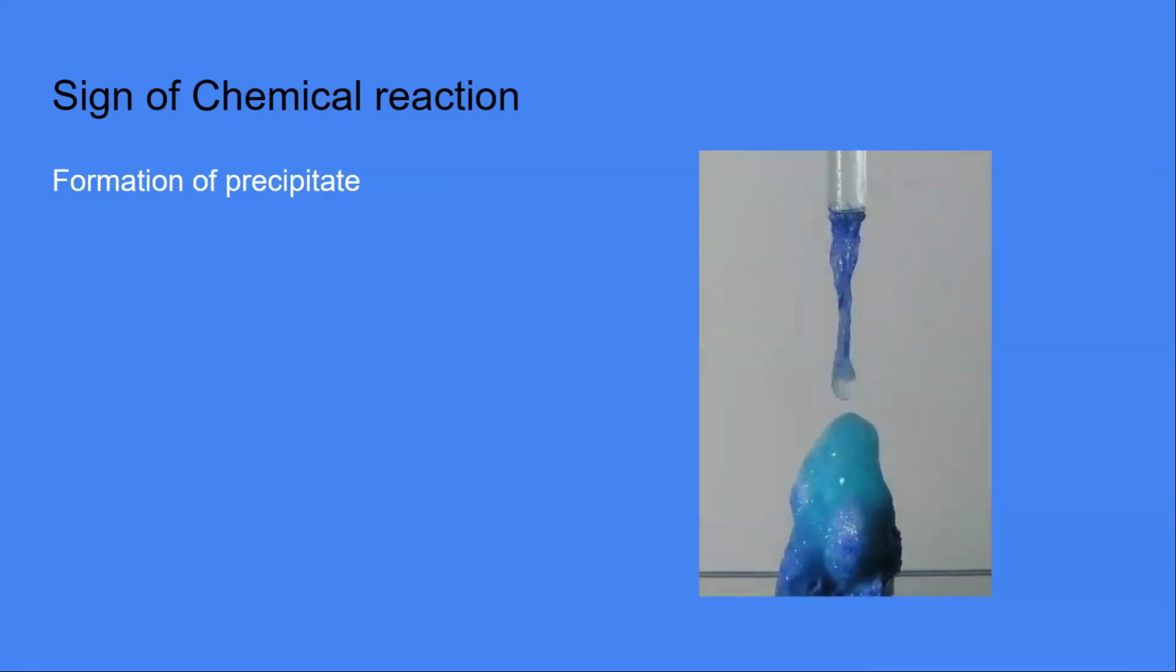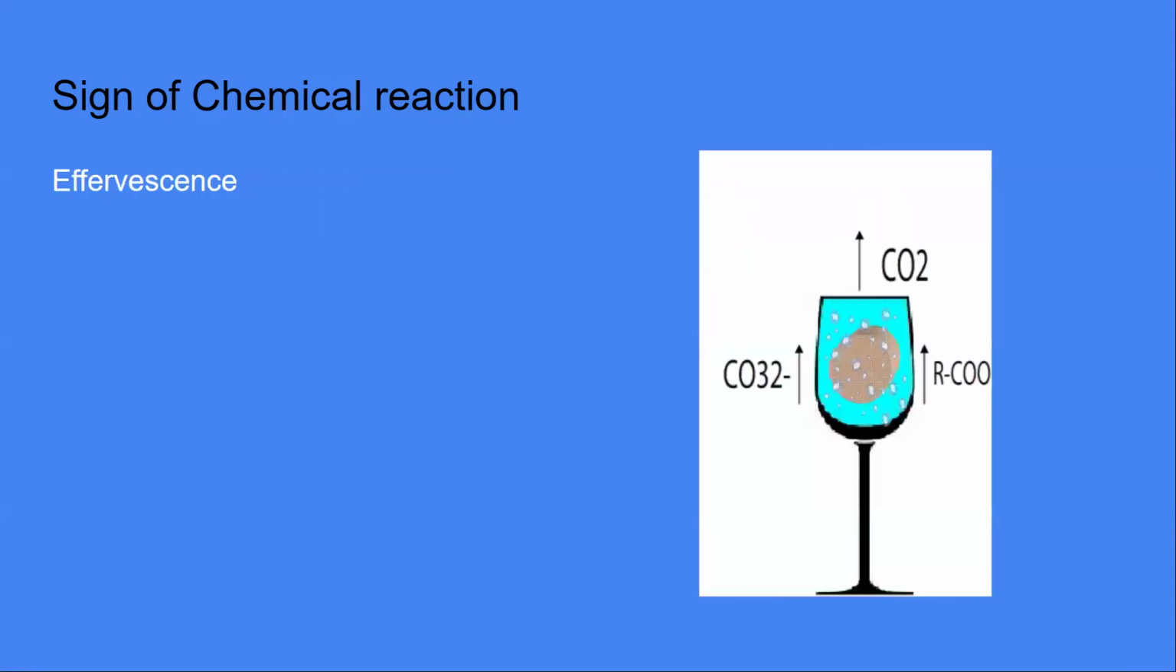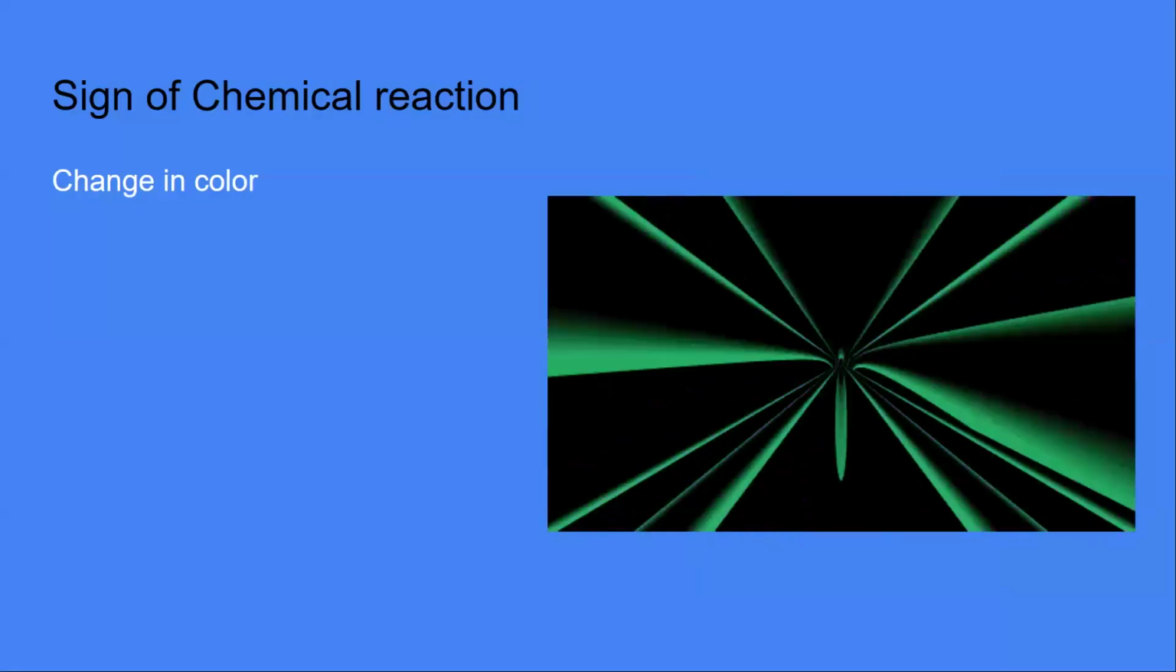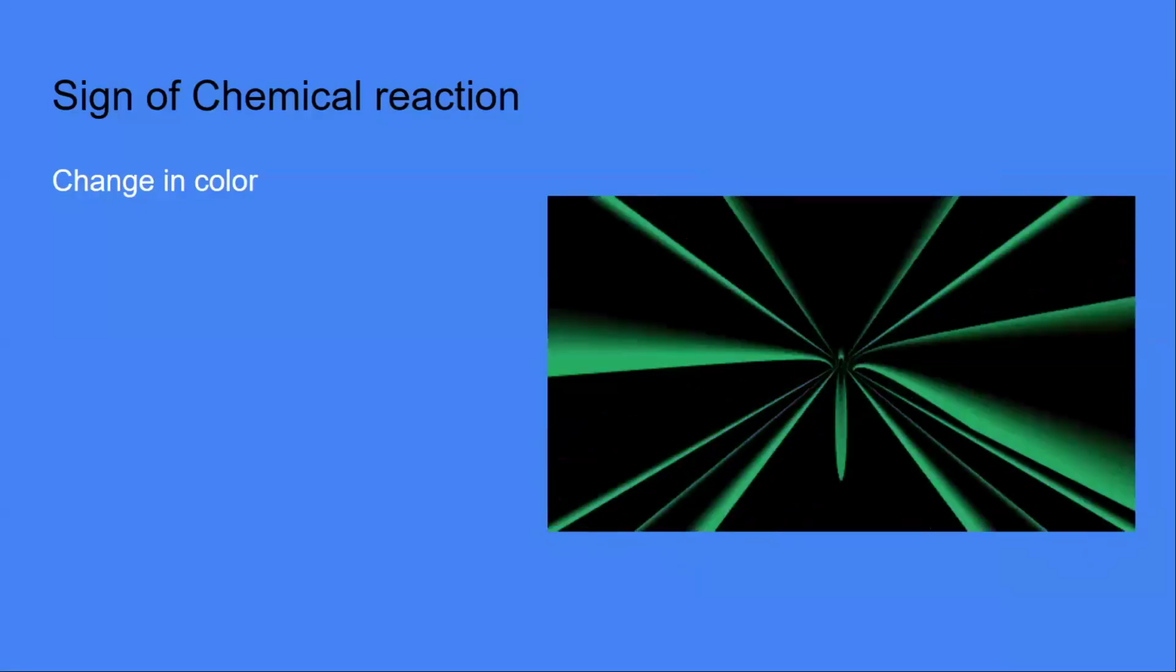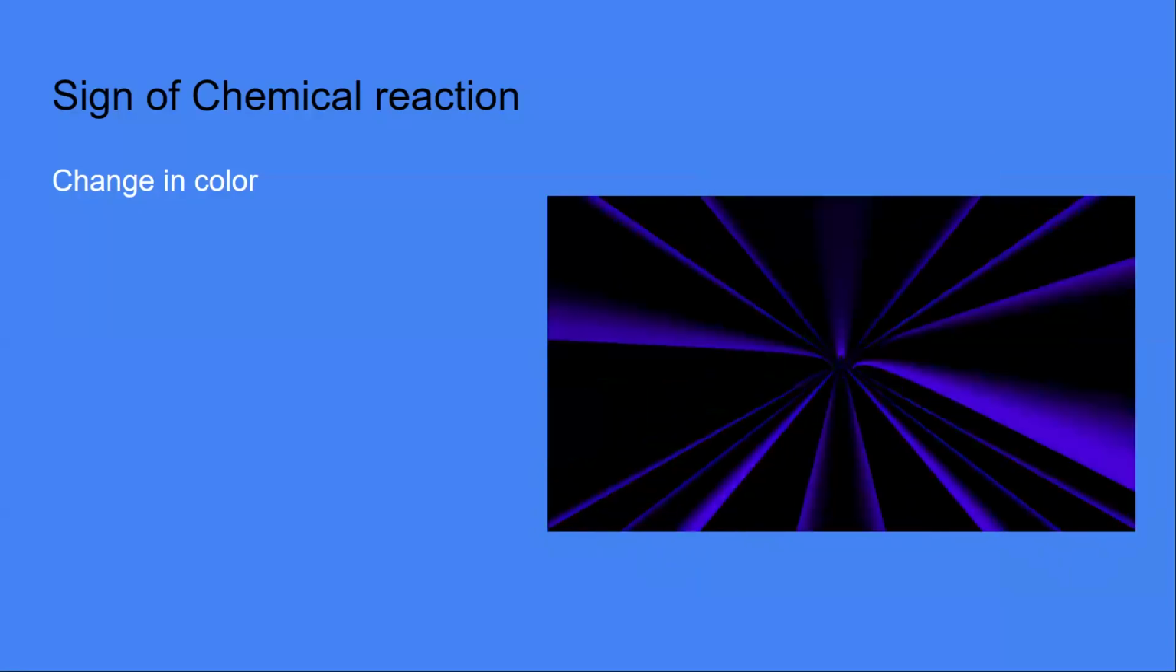We're going to be doing an SBA lab where we're going to be having formation of precipitate. We're going to use how quickly the precipitate forms to determine the rate of reaction. Effervescence: when we react carbonates and some metals with acid, a gas is produced. So production of effervescence shows that reactions are taking place. Another sign of chemical reaction is color change.